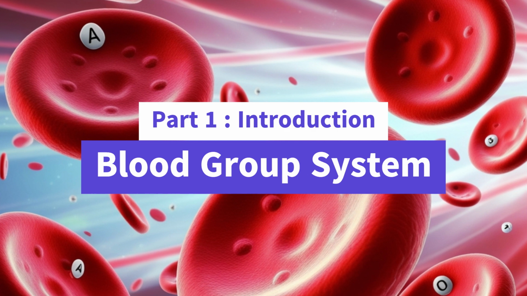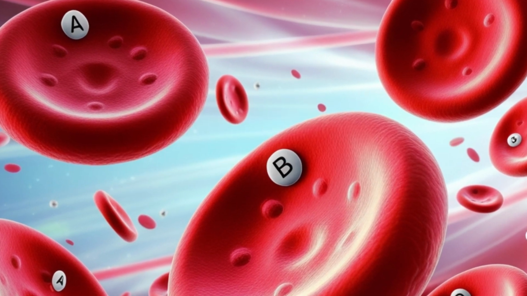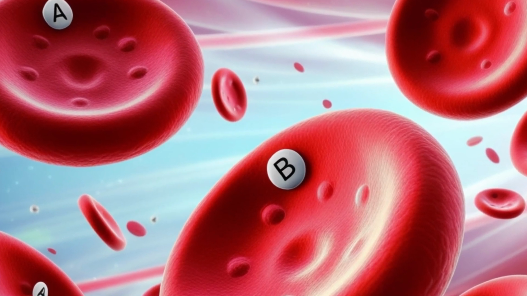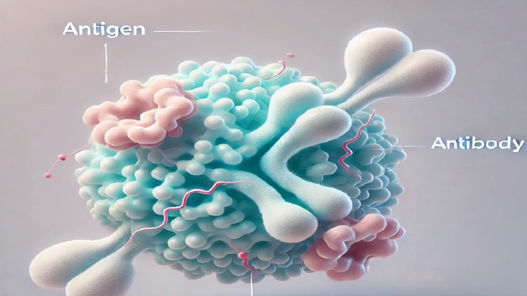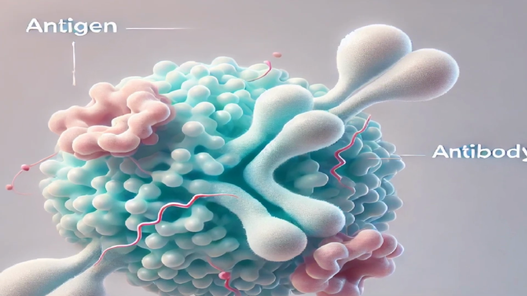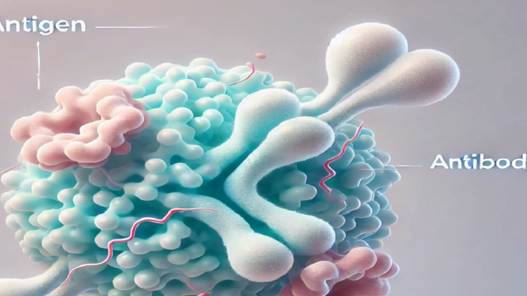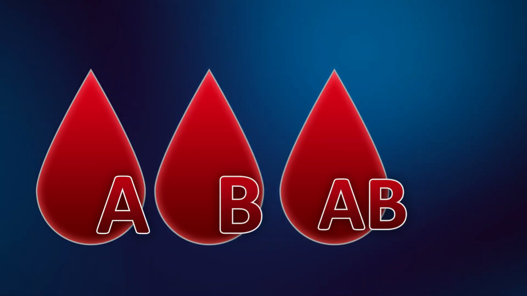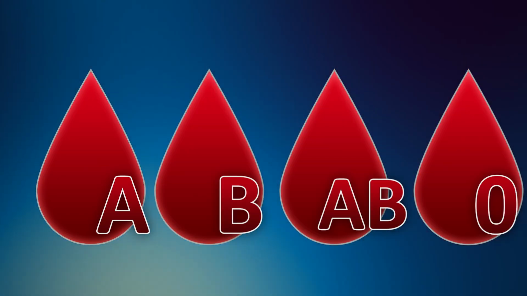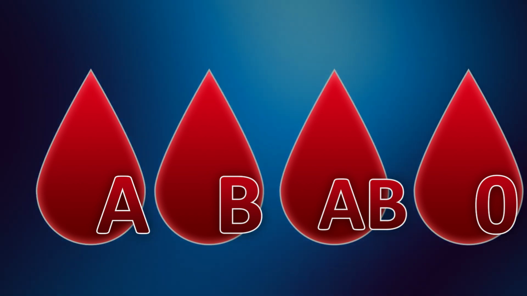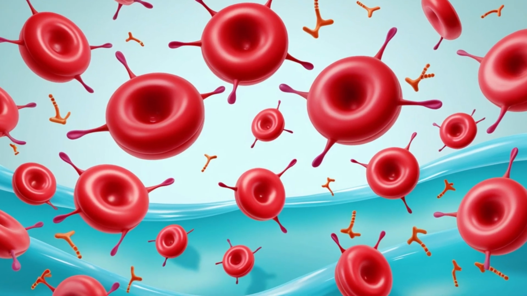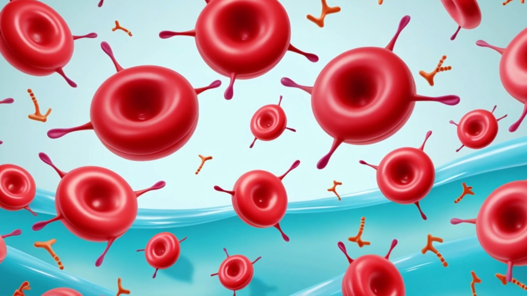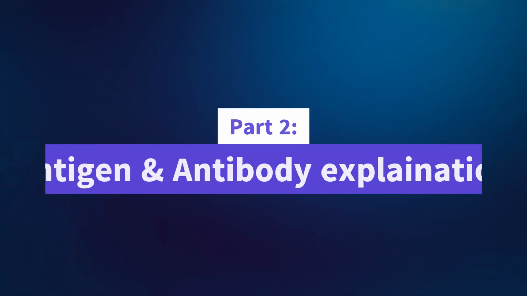Introduction to blood groups. The ABO blood group system is a way to classify human blood based on specific markers called antigens found on the surface of red blood cells. There are 4 main blood groups: A, B, AB, and O. This classification depends on the presence or absence of A and B antigens and their interaction with antibodies in the plasma.